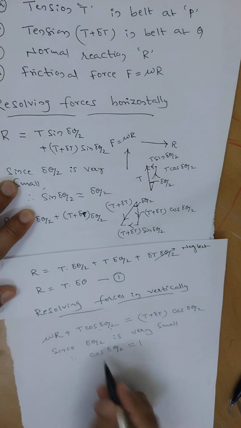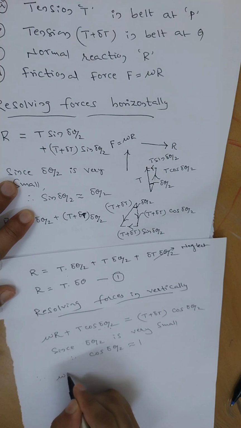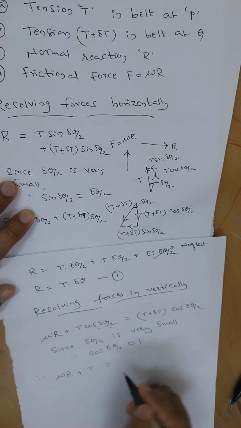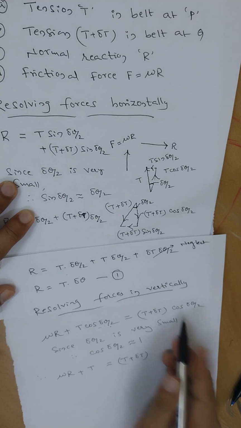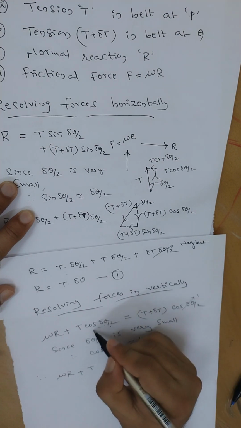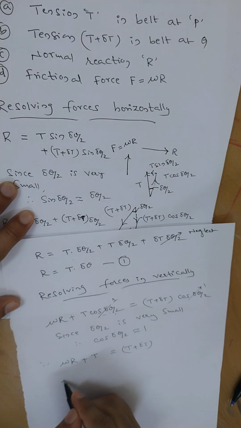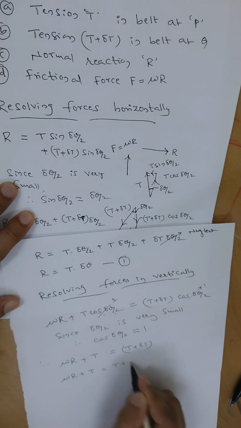Okay. And now substitute this here. Therefore, substitute in this equation: μR plus T into 1 equal to (T + dT) into 1. This becomes 1 and this becomes 1 here. Okay. So again simplify: μR plus T equal to T plus dT.